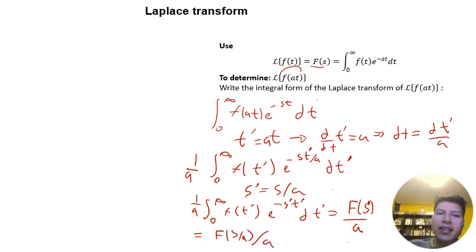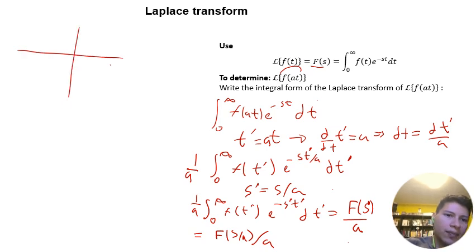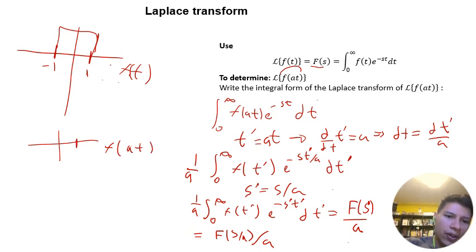So what's interesting here is if I take a function, let's say f of t, and let's say it goes from -1 to 1, then that means that f of a t goes from -1 over a to 1 over a.